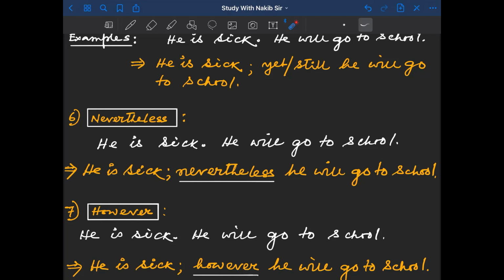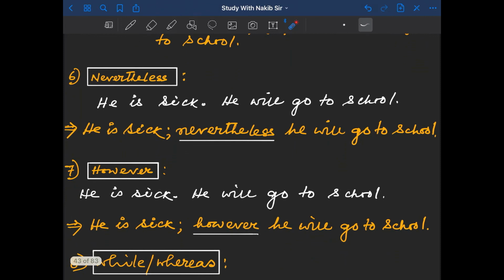Okay. See another coordinating conjunction. However. Okay. See the example. He is sick. Same example. He is sick. He will go to school. The same example. Same two sentences. And see the combination. He is sick. However, still, yet, nevertheless, he will go to school. Okay, so your combined sentence is here. He is sick. However, he will go to school. So, he is sick. He will go to school.